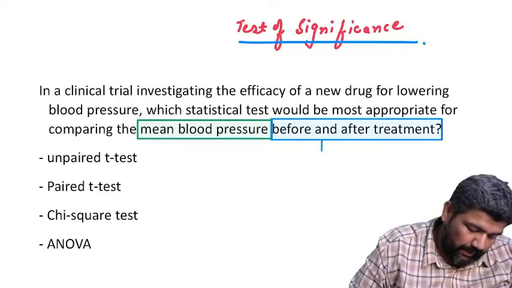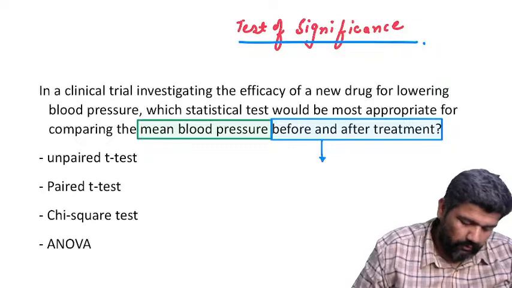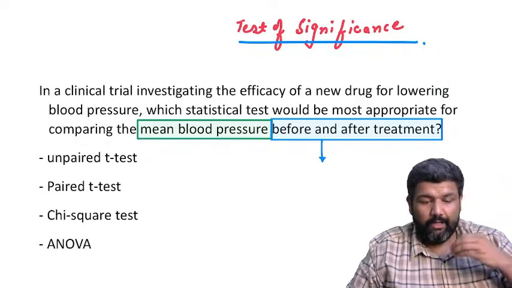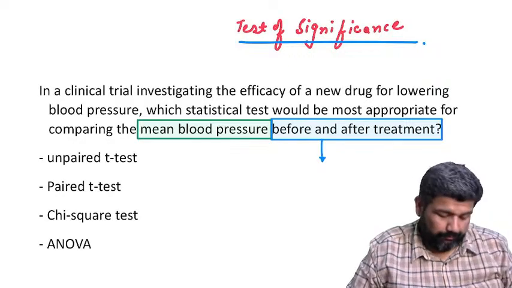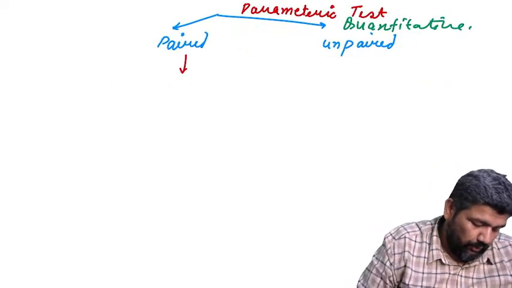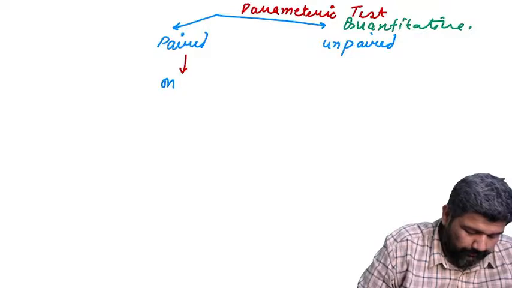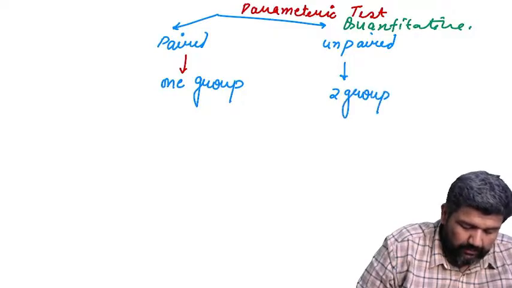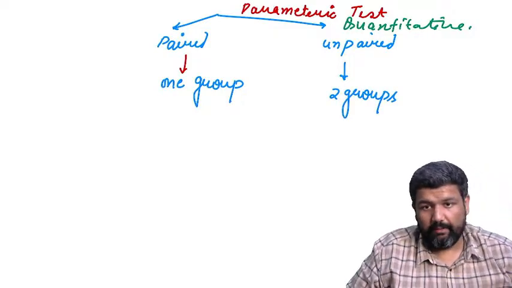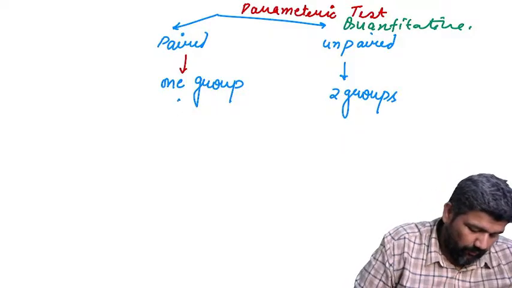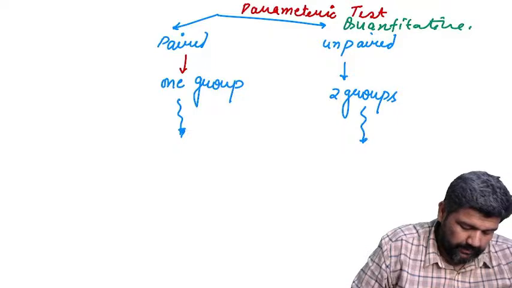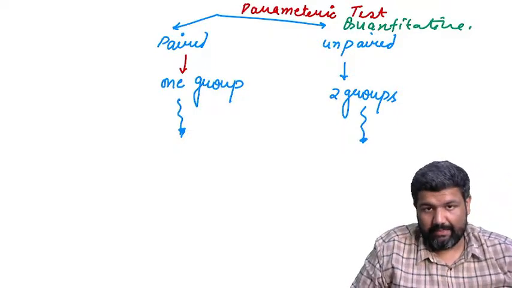Guys, before and after means we are doing it on the same group, right? So paired is used when we have one group, and when we have two groups we use the unpaired t-test. So when we have one group it is a paired t-test. When we have two groups it is an unpaired t-test.